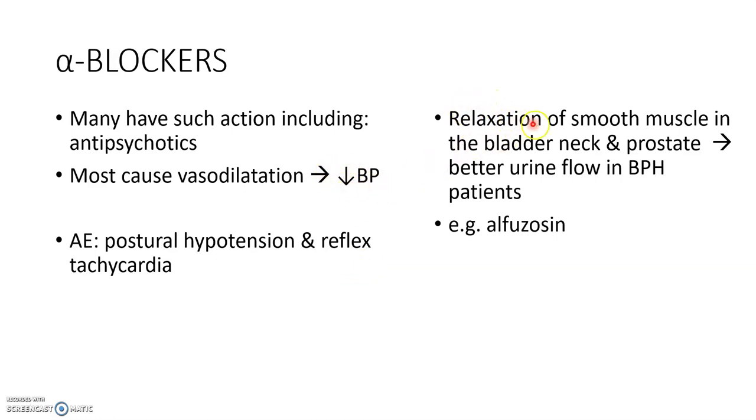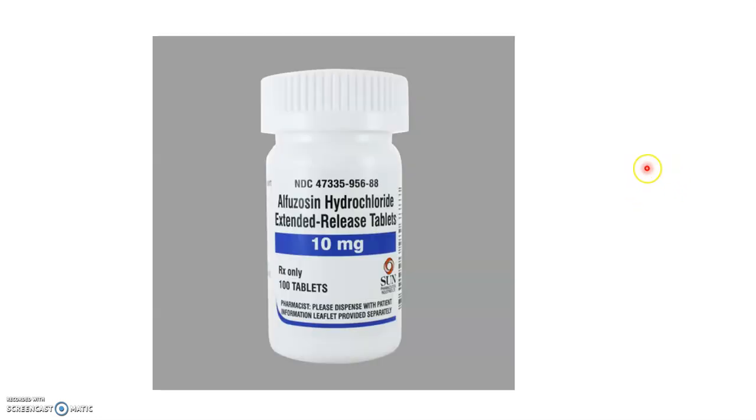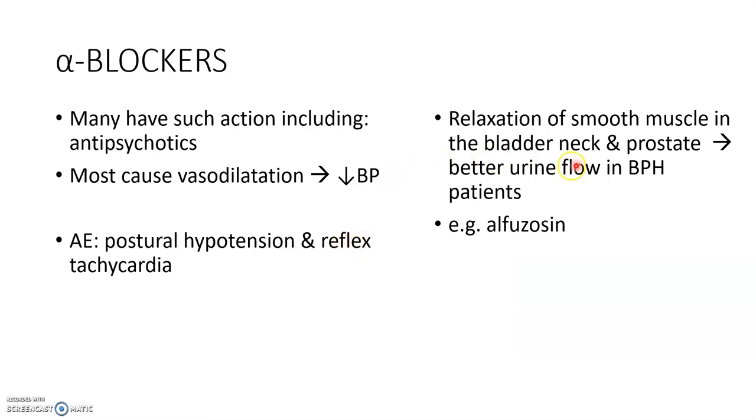And then the relaxation of smooth muscle in the bladder neck and prostate helps make the urine flow better in patients with benign prostatic hyperplasia. So this kind of drug, for example alfuzosin, can be used to treat benign prostatic hyperplasia, which usually happens in elderly males.